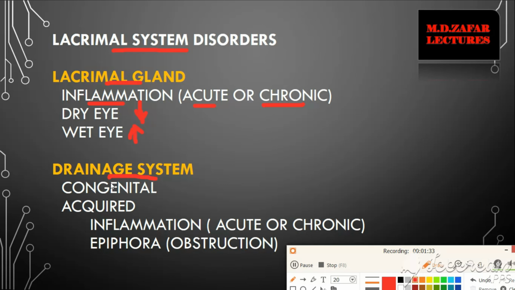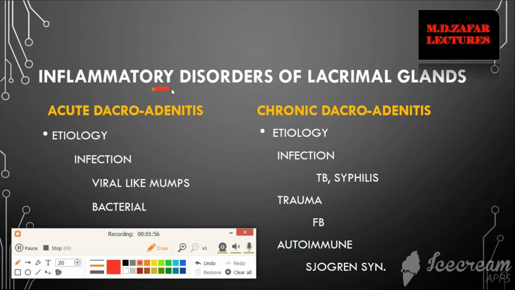Talking about the drainage system pathologies, they would either be congenital or acquired. In acquired, again, topmost would be inflammation, chronic or acute, and then epiphora, which is the obstruction, which could be caused by any pathology. Now, first of all, the inflammatory disorders of the lacrimal gland, known as dacryoadenitis, would either be acute or chronic. In acute dacryoadenitis, the etiology includes infections like viral or bacterial infection, and in viral infection, mumps is the most important cause.